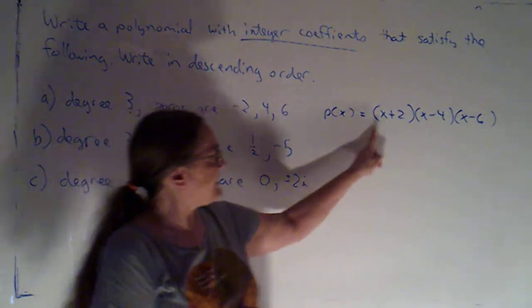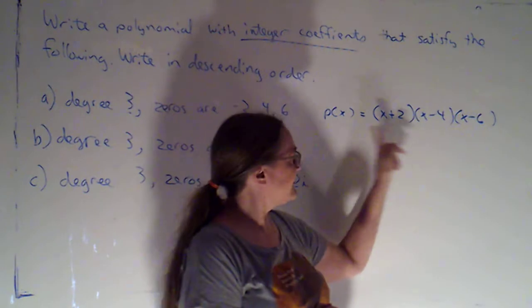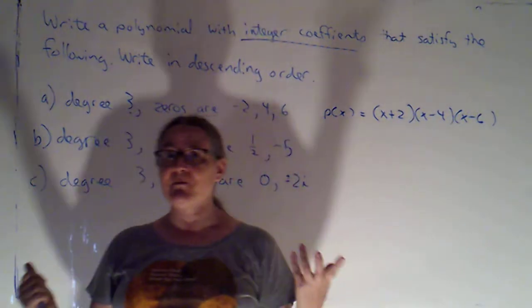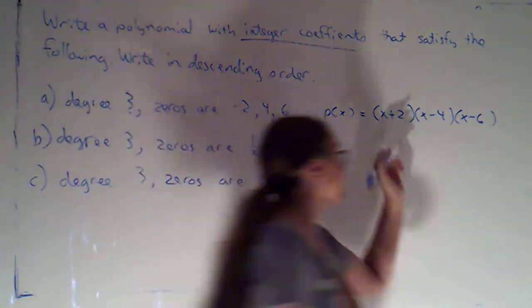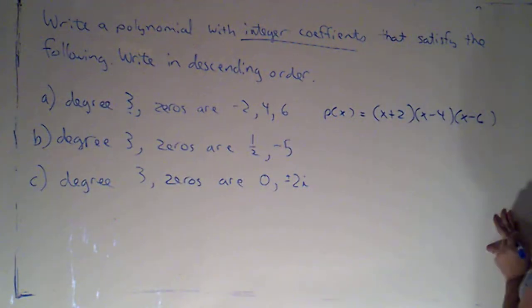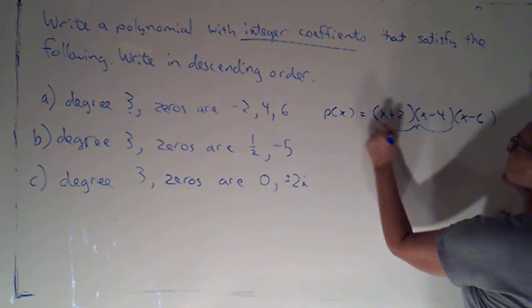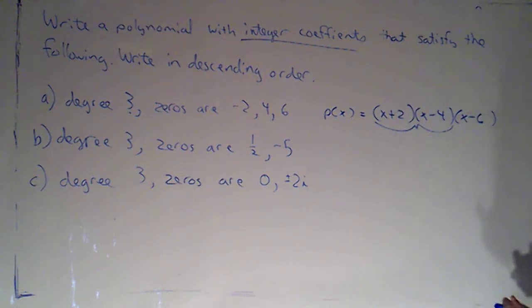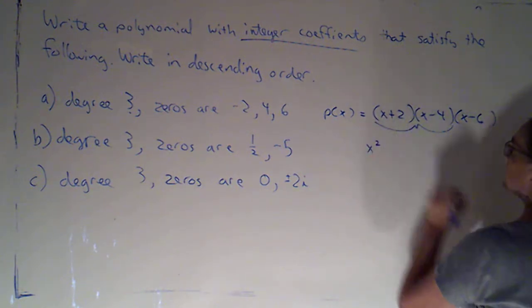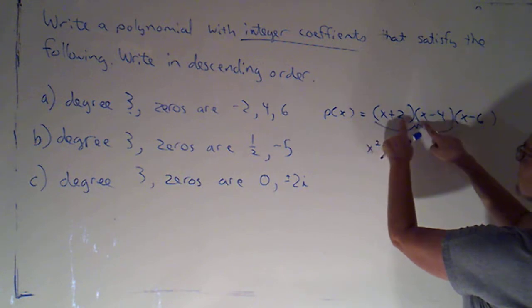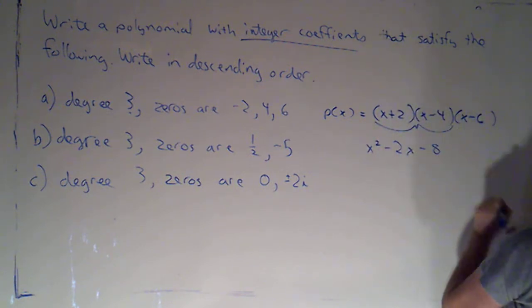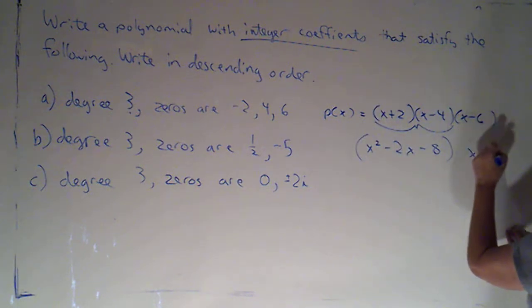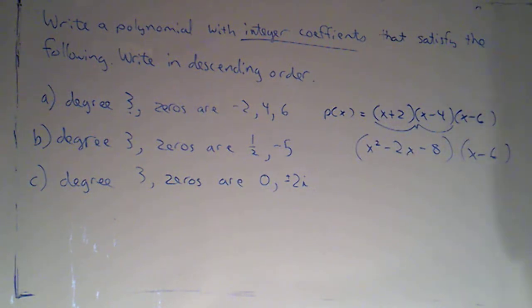But I can see I don't have any imaginary numbers. I don't have any fractions in here. I think if I multiply this out, I'm going to have an answer. So the simplest thing is just going to be to multiply all of this out. So I'll start with just the first 2 factors. I'm going to FOIL that. So that would be x squared minus 4x plus 2x is minus 2x, and then minus 8. And we've got to multiply that by x minus 6.